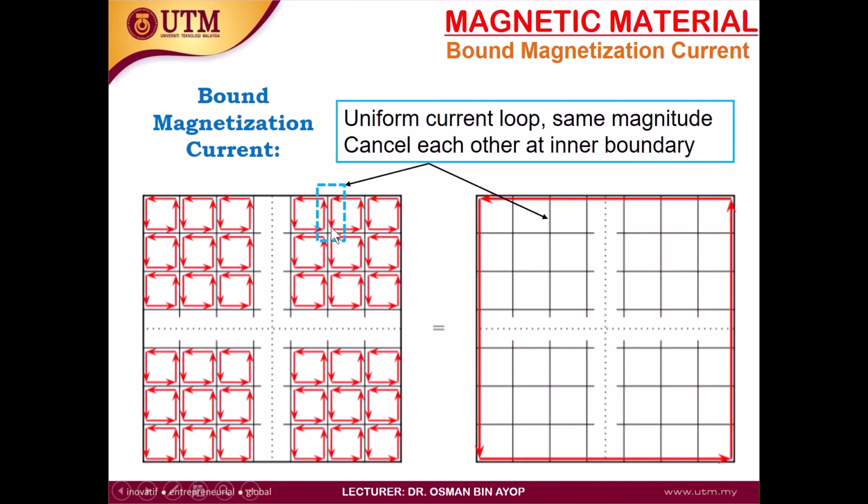We have the current going up, and then the neighboring dipole moment will be going down. So let's assume it has the same magnitude, so they will cancel each other. It's the same with the other boundaries here and here. As a conclusion, what happens is that it creates the bound surface magnetic current only on the surface of the material. So there is no other current inside.